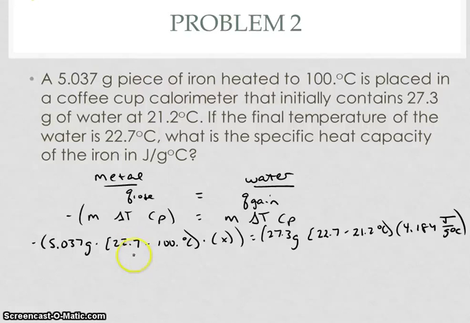So we find our temperature changes. Negative 77.3 degrees Celsius as our metal loses energy, and positive 1.5 degrees Celsius as our water gains the energy. Now we're going to solve our problem. We're going to multiply 27.3 times 1.5 times 4.184. We'll divide it by 5.037, and we'll divide it by positive 77.3. And that's going to give us 0.440 joules per gram degree Celsius. And that's our specific heat capacity for iron.